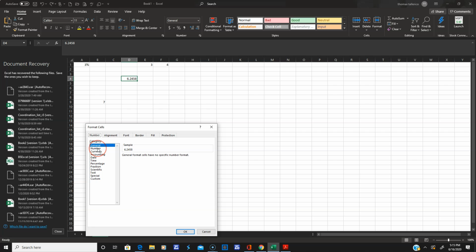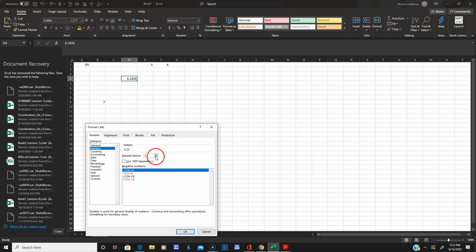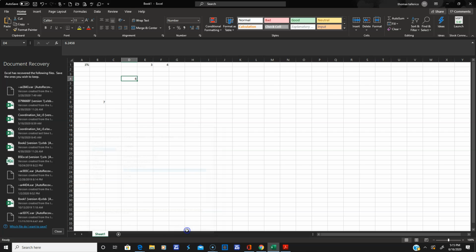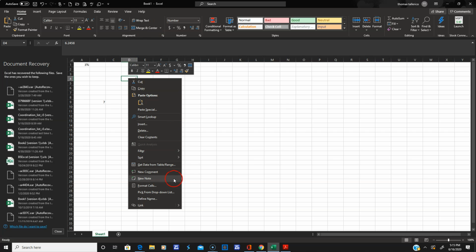But now, what you can do is go to number. Now, look what it says, number of decimal places. Now, watch, I'm going to go to 0. And watch what it does to that number on top. You ready? Watch. See, it's just made it a 6, right? You see that? No decimal places. So let me go back.